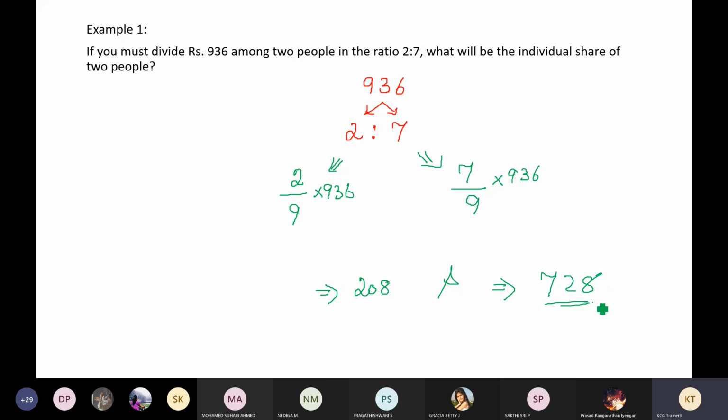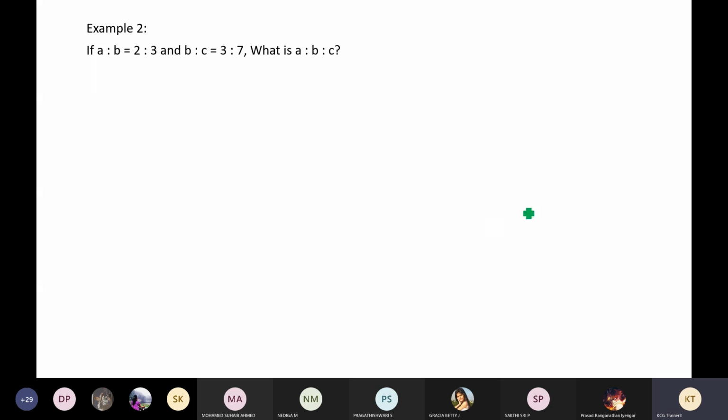Now, here's my next question. The question says A is to B is equal to 2 is to 3. Same way, B is to C is equal to 3 is to 7. Now they're asking us to find A is to B is to C. What will be the answer here?